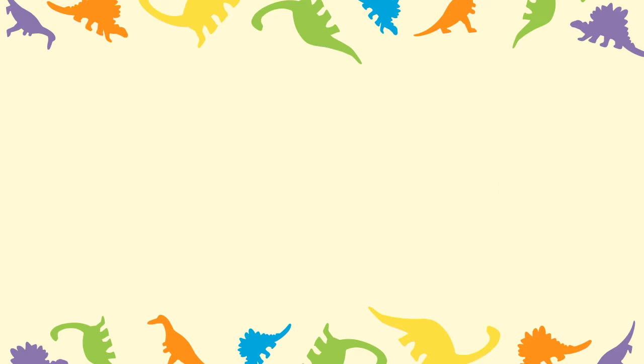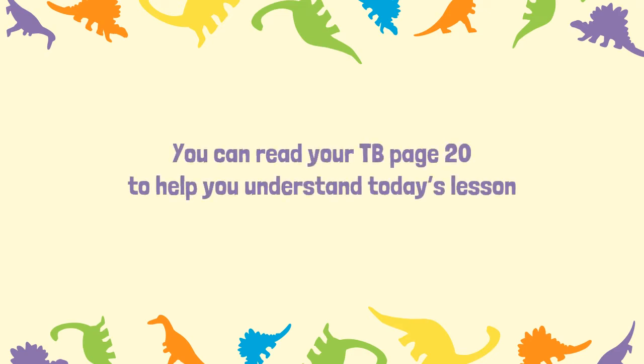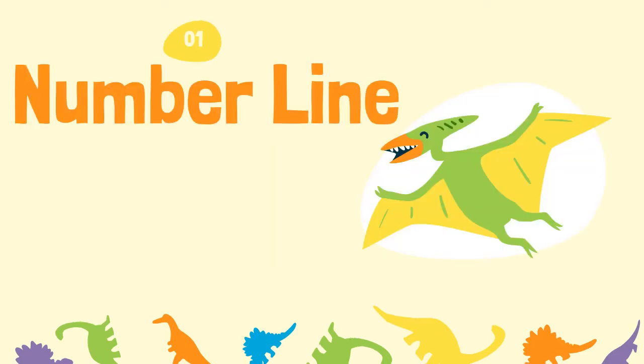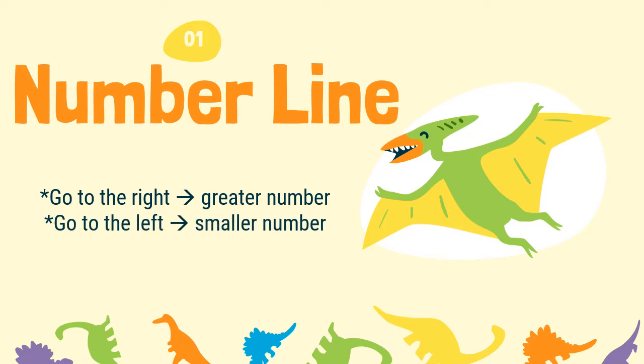Okay, friends, you can read your textbook page 20 to help you understand today's lesson, especially for number line. Okay, now let's start. About number line. Normally on a number line, if we go to the right, the number will be greater. If we go to the left, the number will be smaller.